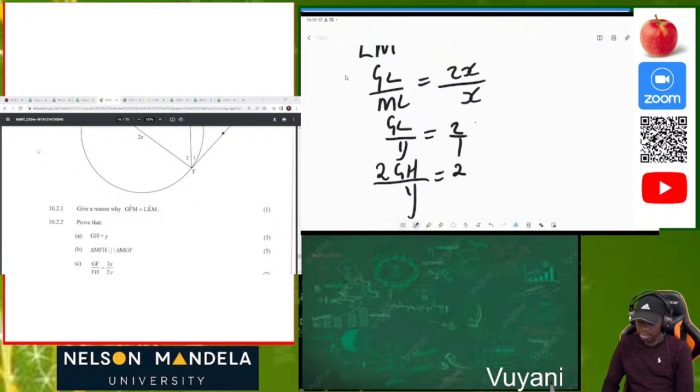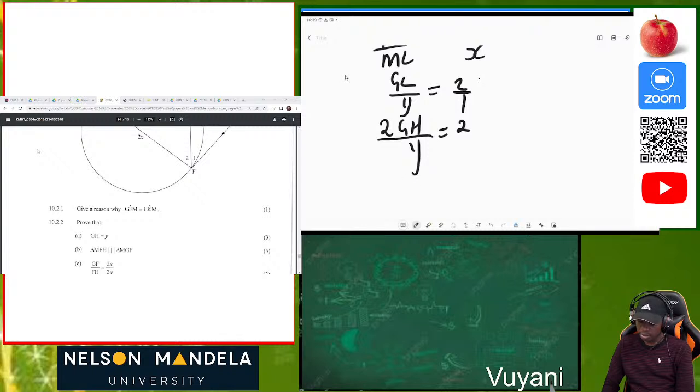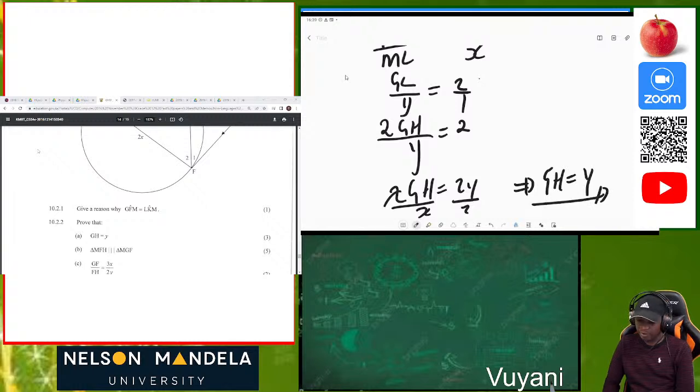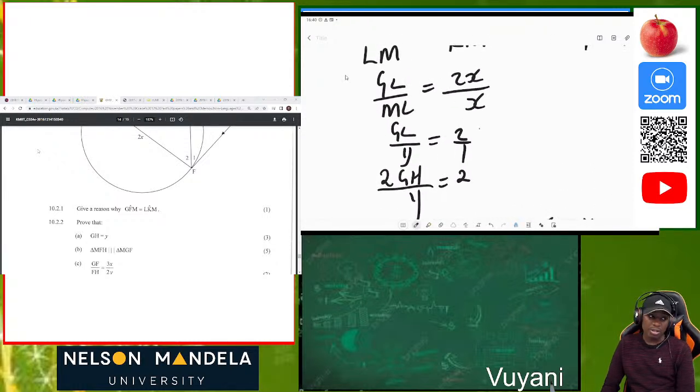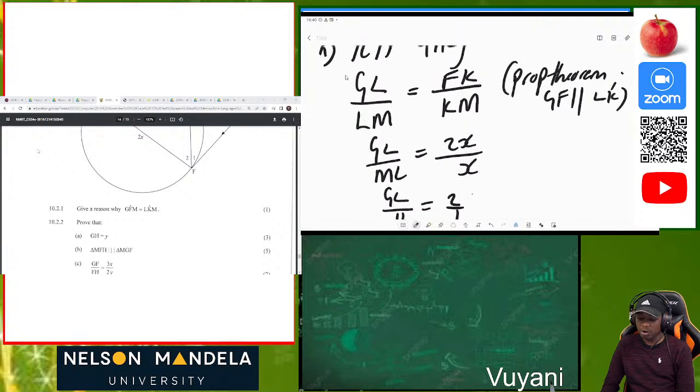Then now we need GH, so we cross multiply, so we have 2GH is equal to 2Y. Then we divide both sides by 2, therefore we have GH equal to Y. So we have proven that it's equal to Y. How did we do that? We first wrote that GL over LM is equal to FK over KM, looking on our diagram. After that, we wrote our reason that it's the proportionality theorem, provided that GF is parallel to LK.